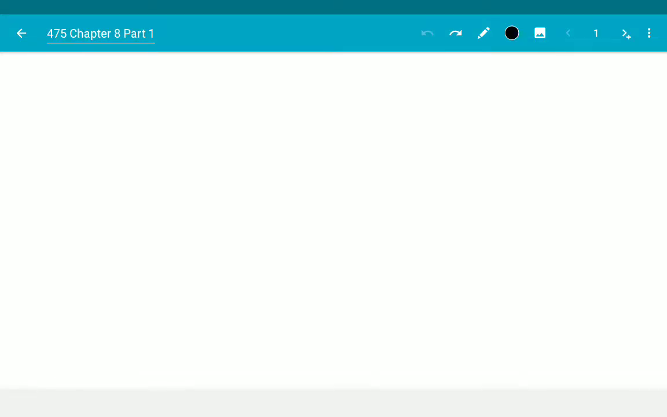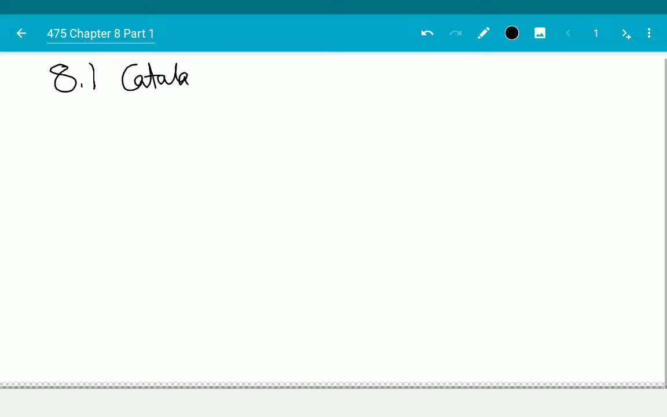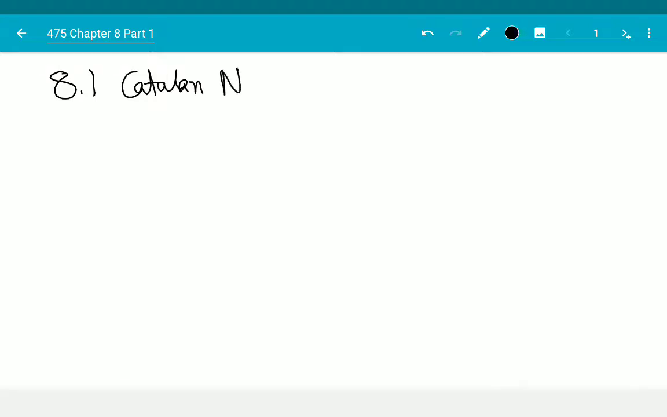Off with chapter 8, special counting sequences. The first thing we are going to look at are called Catalan numbers. Okay, and what is a Catalan number?